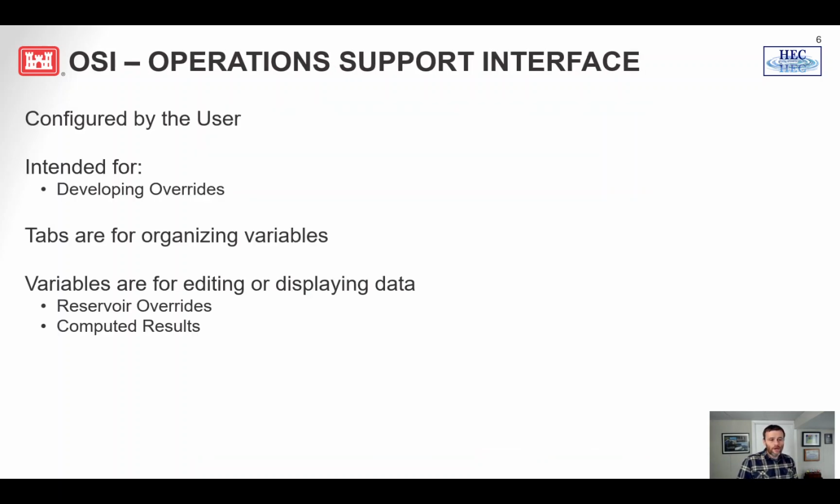This is configurable by user, so you can set this up however you want. It's intended for developing overrides. There are tabs in here for organizing the variables you're going to look at. You can do reservoir overrides, whether they're pool elevation or outflow overrides. And you can also look at computed results. So maybe there are uneditable results you just want to see in there, for example, a downstream junction. You want to see what that flow is based upon the different changes you're making at the reservoir.